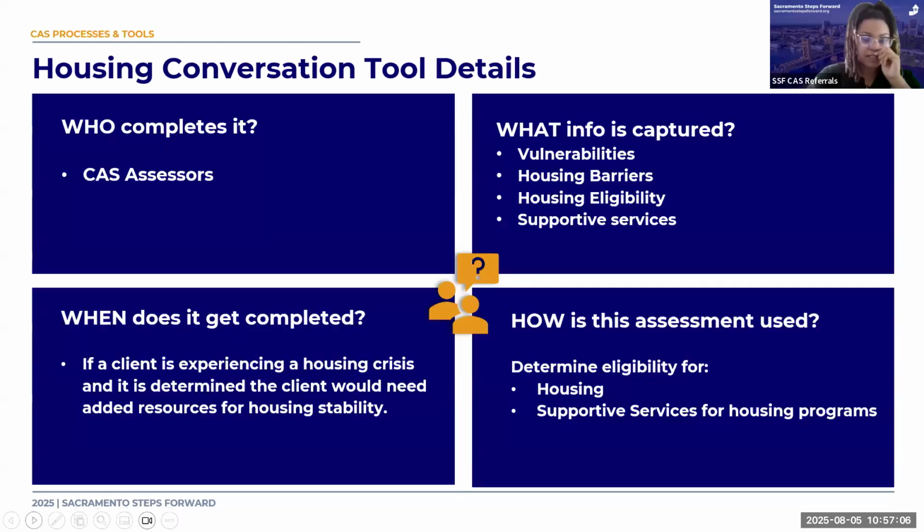Okay, so housing conversation tool details. Who completes it? CAS assessors. What info is captured? Vulnerabilities, housing barriers, housing eligibility, and then supportive services needs.